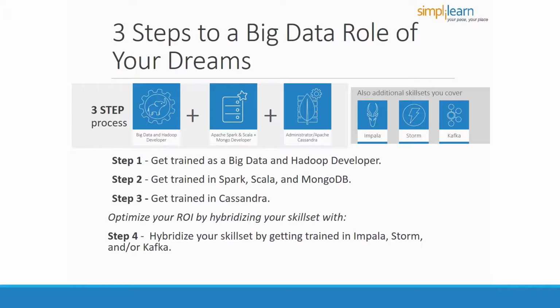But if you really want to optimize your return on investment here, you'll take an extra step to hybridize your skill set. So I would add a step 4. Hybridize your skill set by getting trained in Impala, Storm, and or Kafka. These will get you prepared for the higher earning positions in the market. You'll see what I mean in a minute, but let's just start by next looking at the current salary trends for big data roles. And then I'll show you how these hybrid roles are where people are earning the highest salaries.